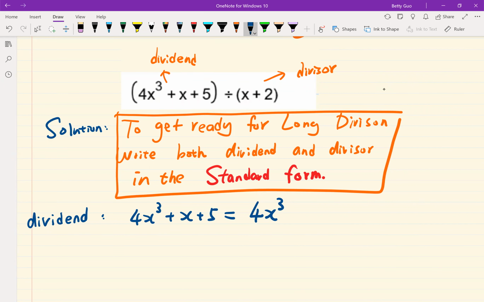Put the dividend under the roof. Make sure it is in the standard form. Degree 3, 4 terms. And where do you put the divisor? You put the divisor to the left of the division symbol, next to the division symbol. You are dividing the blue by the green. Okay, are you guys ready?